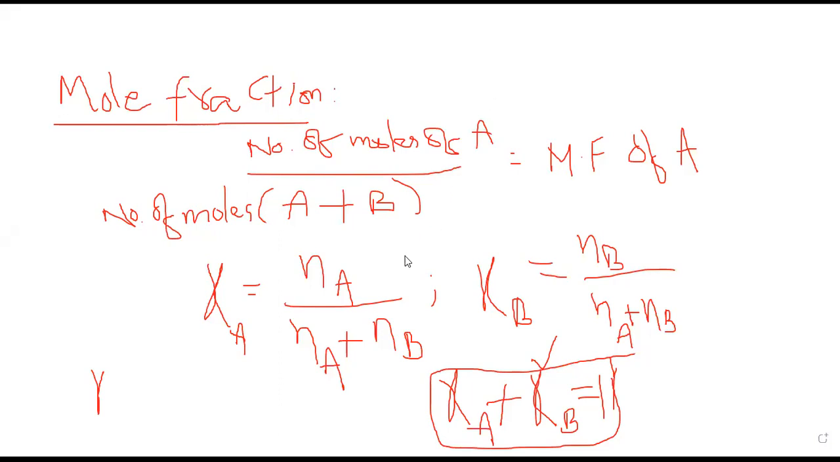Okay, now let us move further. If you know the mole fraction of A, automatically we can calculate the mole fraction of B by subtracting, 1 minus xi A, like that.